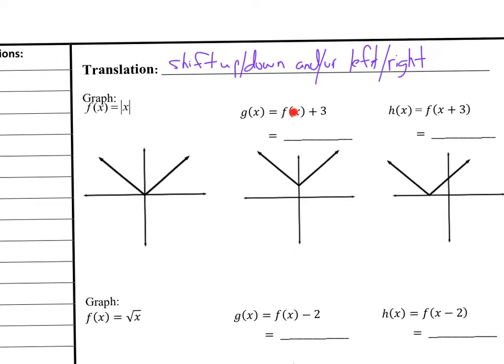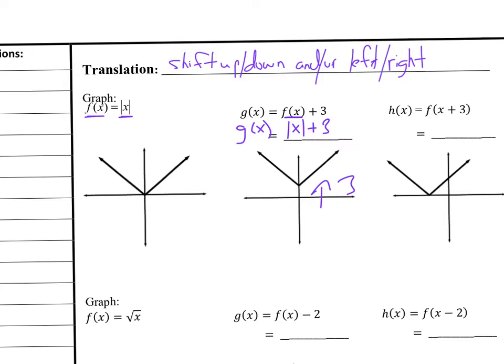So here we have f of x plus 3. Well, what are we doing? We took the whole graph and we shifted it up 3. The whole graph moved up 3. So what does that look like for the equation? Well, f of x is equivalent to the absolute value of x. So I'm going to replace f of x with that. So it's the absolute value of x plus 3 is the new equation for g of x. And that is the equation that will shift the entire thing up 3.